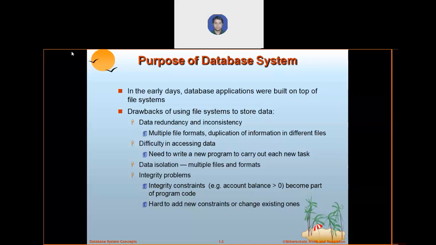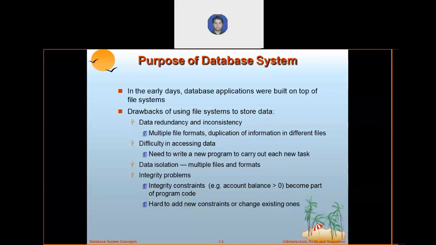Okay, so these are some drawbacks of using a file system. The first drawback is data redundancy and inconsistency. Data redundancy means the same data is written in many places. Many files have the same data. The problem with redundancy is you always have to write the same data more than once.